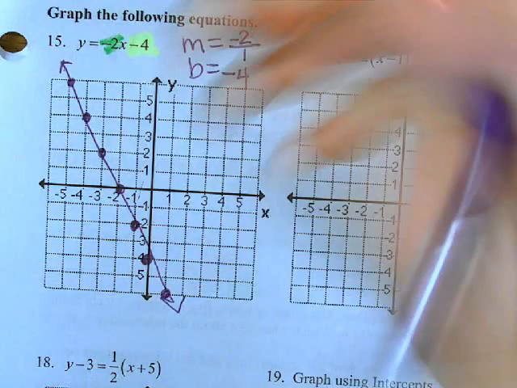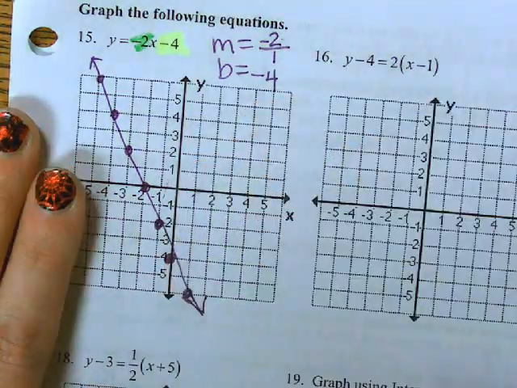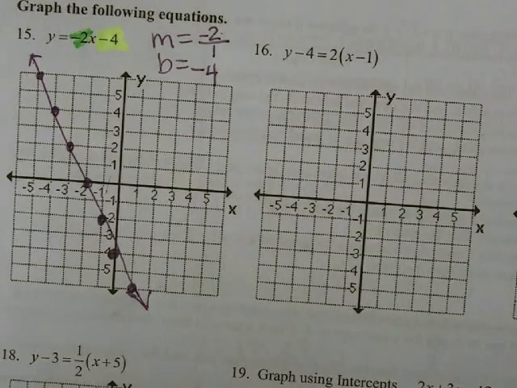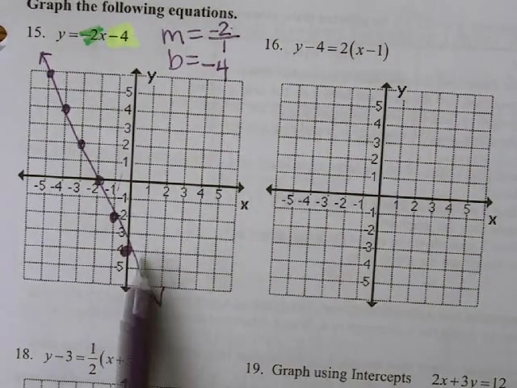Okay? Please don't just copy mine. Please make sure that you have actually attempted to graph this. It doesn't make any sense for you to just copy the points that I graphed here. You got to know how to do it. Okay? Are there any other ones in slope-intercept form?